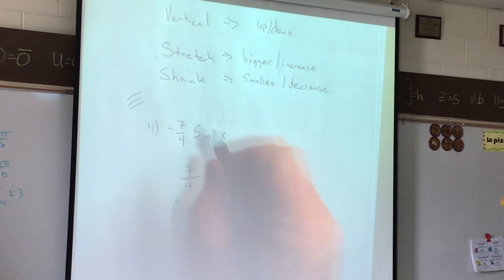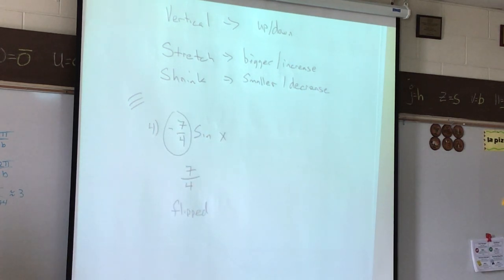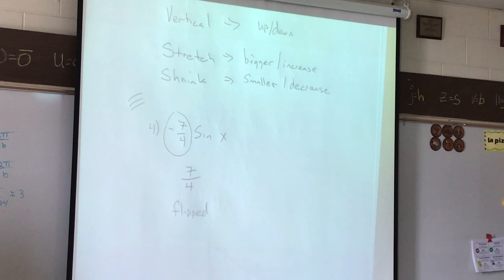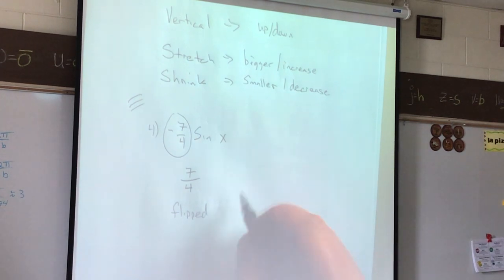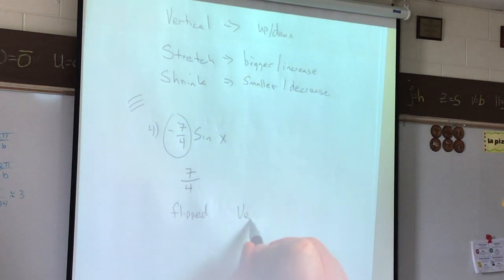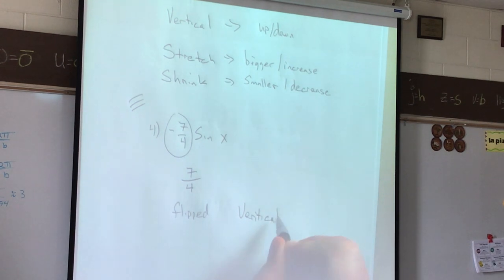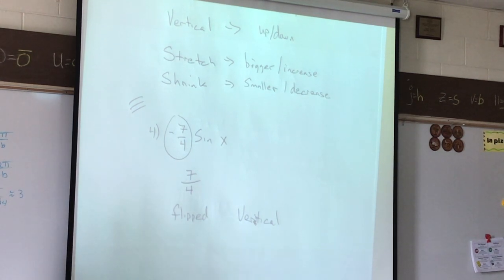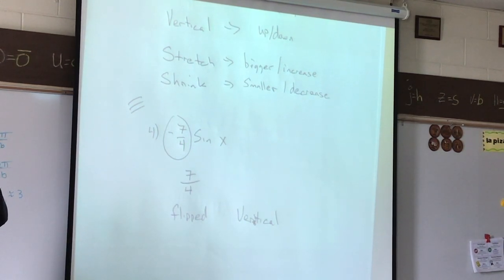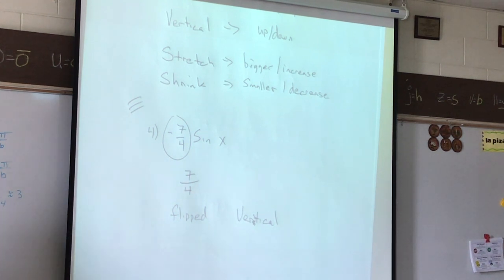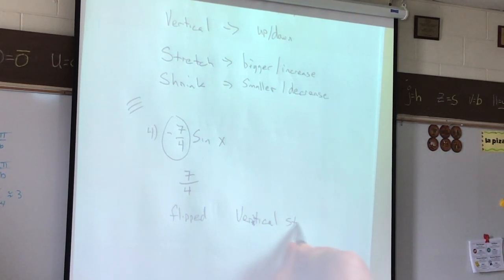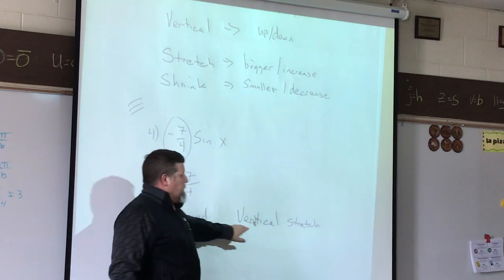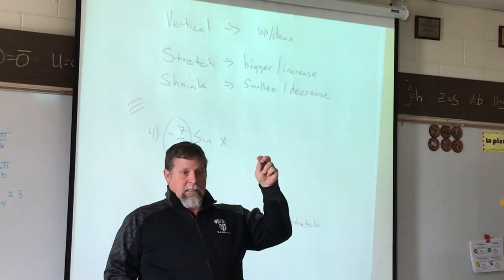Now, how does this affect your graph? Is it going to affect it horizontally or vertically? Vertically, because all the points are being multiplied by 7/4. It's amplitude, and amplitude's up and down. Vertical's up and down. And is it making it bigger vertically or smaller than a normal sine wave? Bigger, because it's greater than 1. So my amplitude is 7/4. It flipped and it vertically stretched. So that's the answer for number 4.